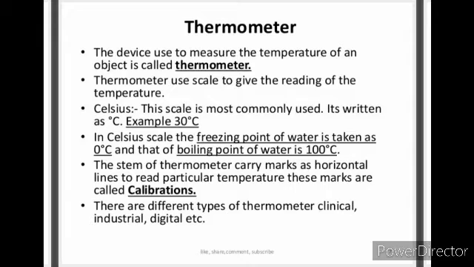The stem of a thermometer carries marks as horizontal lines to read a particular temperature. These marks are called calibrations. Through these calibrations only, doctors read the temperature of a body. There are different types of thermometer, basically two types, clinical and laboratory. Also industrial digital thermometers are present. So thermometer is a device which is used to check the temperature of a body.